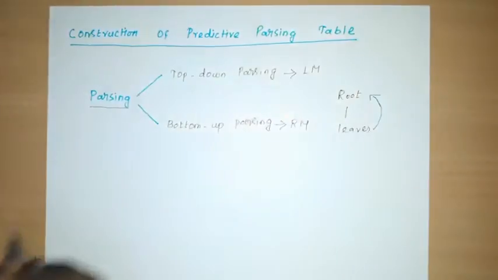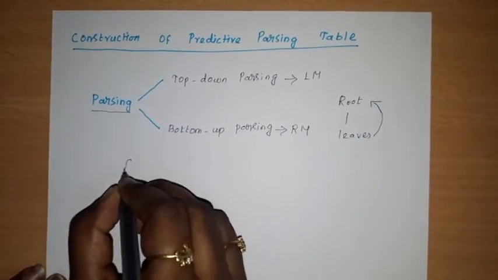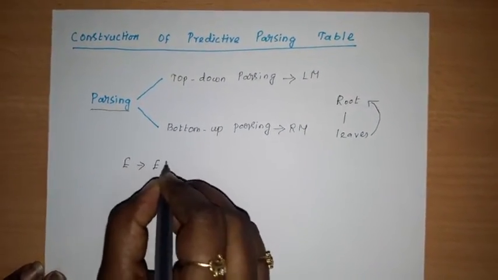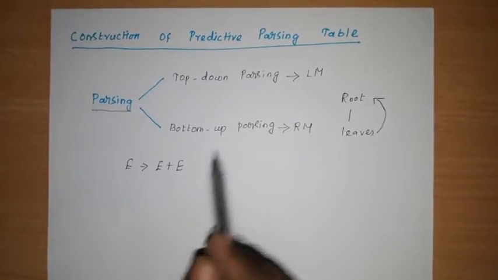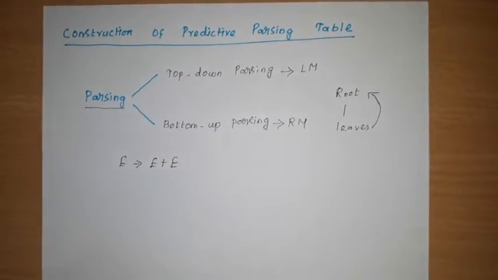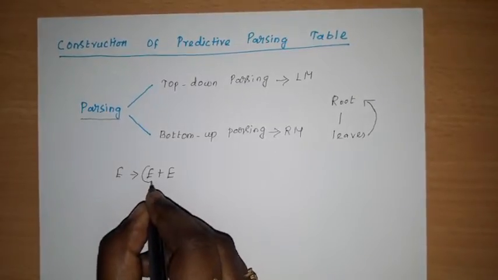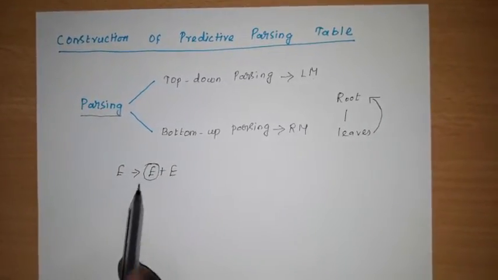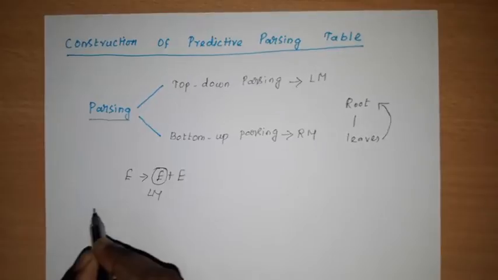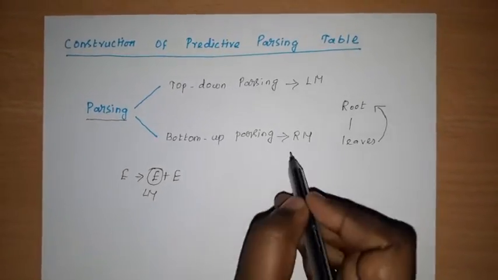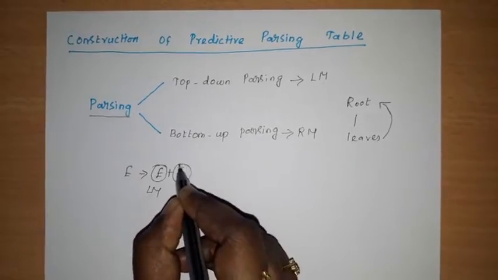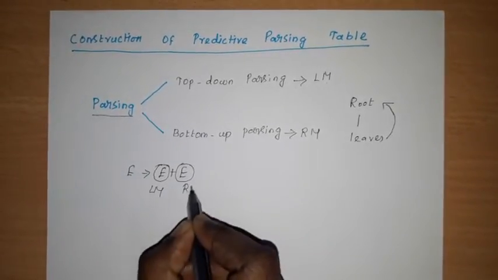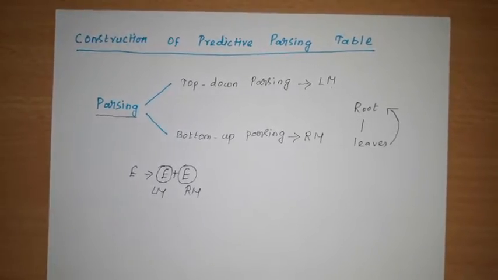For example, E tends to E plus E is a production rule of the grammar. In this, leftmost derivation is nothing but derive the input sentence by expanding the leftmost symbol of the grammar. Rightmost derivation is nothing but derive the input sentence by expanding the rightmost symbol of the grammar.